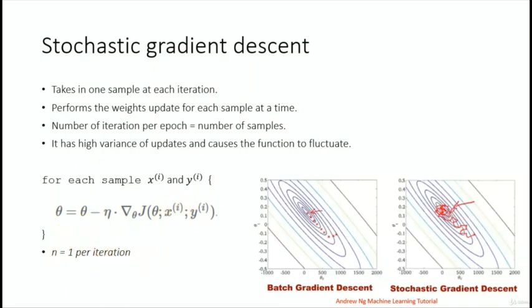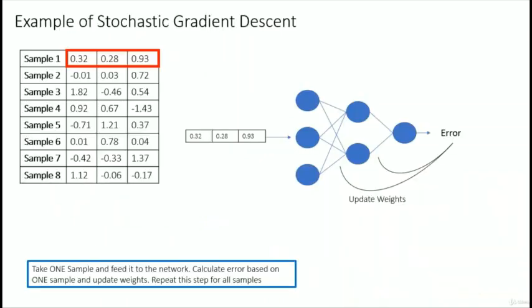Now if we visualize the example for stochastic gradient descent, then this is what we have. So this is your data set. It consists of 8 samples again. Each sample has 3 features, and that's why we have 3 input neurons. So we're taking in one sample at a time. So this is the first sample, feeding it to the network, calculating the error, and then updating the weights. Then you finish updating the weights for the first sample, you take the second sample. Same thing, feed it to the network, calculate the error, update the weights. Third sample, fourth, fifth, sixth, seventh, and eighth. Okay? So you take in one sample at a time and then update the weights.